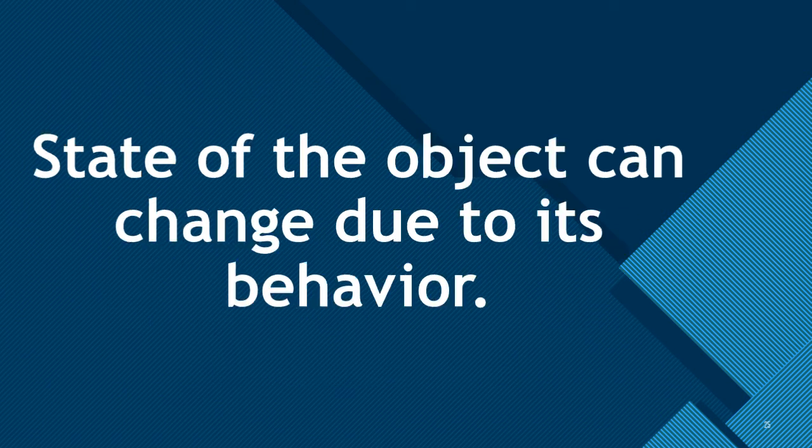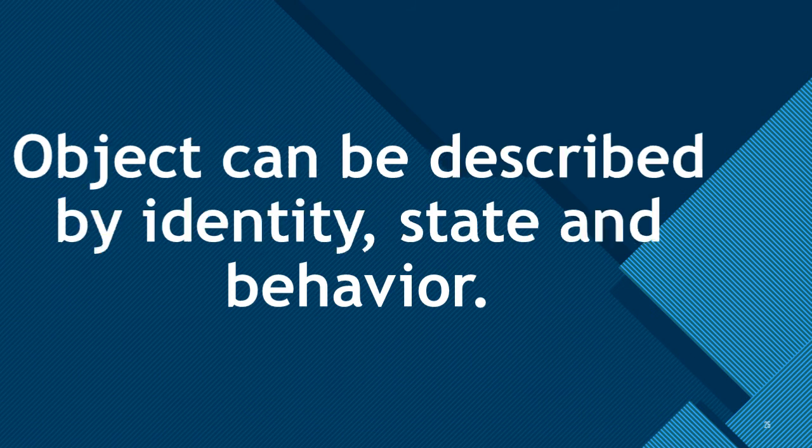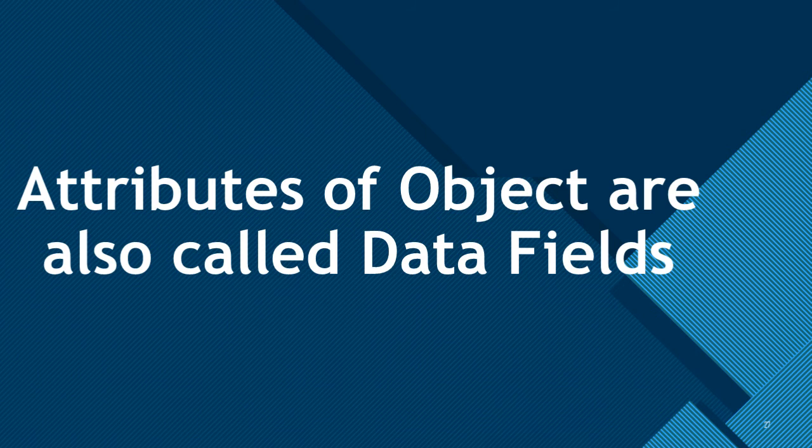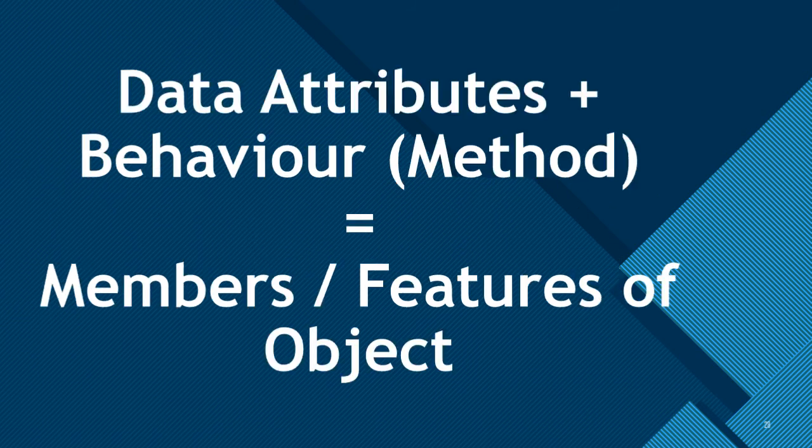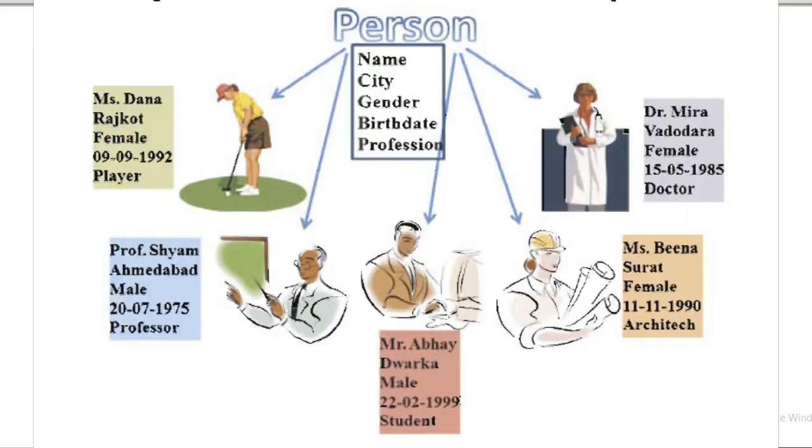And the state of the object can change due to its behavior. So there are three things we use to describe any object: identity, then what it is, its state, and what it does, that is behavior. In object oriented programming, these attributes, for example a person's attributes are name, date of birth, city, are also referred to as data fields. The data attributes and behavioral methods associated with an object are collectively referred to as members or features of that object.